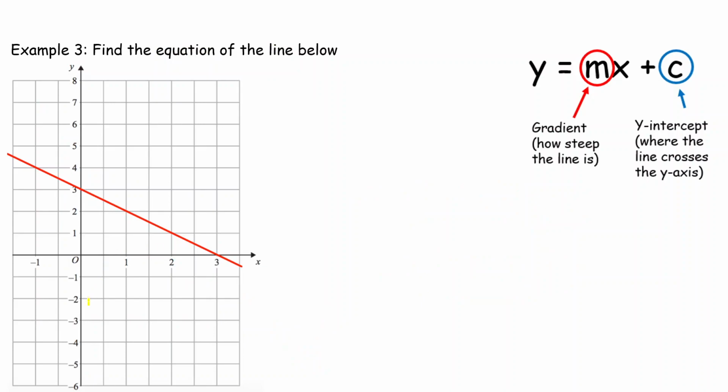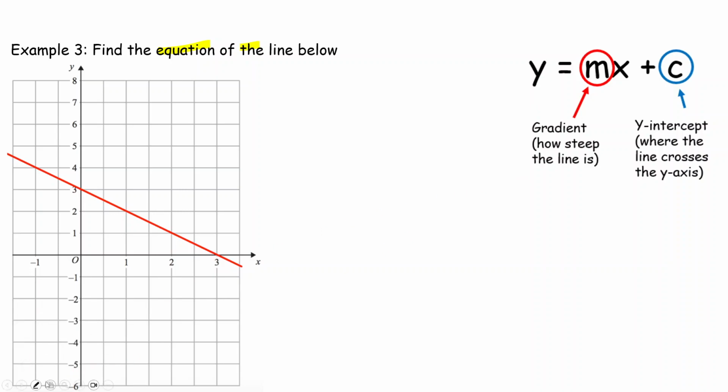Good. Example 3. Trickier, I think, we've got a fractional gradient, but it's the same thing again. Find the equation of this line. Again, it is a line, so it's going to be in the form y equals mx plus c. First of all, let's go and find the gradient. Again, gradient, what is gradient? It is how steep your line is.